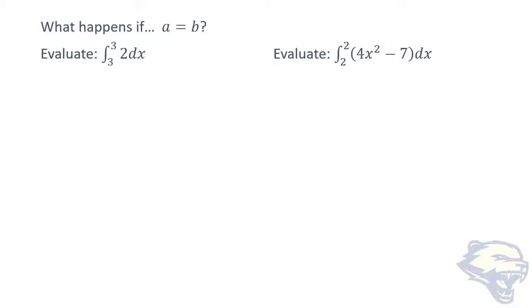Okay, here's another what if. What if they're the same number? Let's just do a couple of these and see what happens. First I have the definite integral from 3 to 3 of 2 dx. My antiderivative would just be 2x. Then I'm going to plug in my f of b minus f of a. So if I plug in the 3, I get 2 times 3 minus, plug in my lower limit. Oh, look, that's also 2 times 3 because they were both 3.